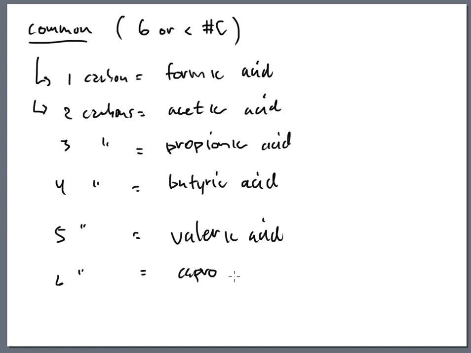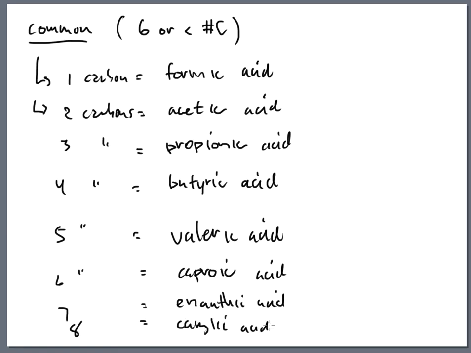Almost like caper in Italian cooking. Little, tiny, little bits of sour nuggets that are delicious. So this is going to be called caproic acid. And number 7, I told you we're going to go above and beyond. If you're ever given a 7, this is called enanthic acid. And number 8 is going to be caprylic acid.